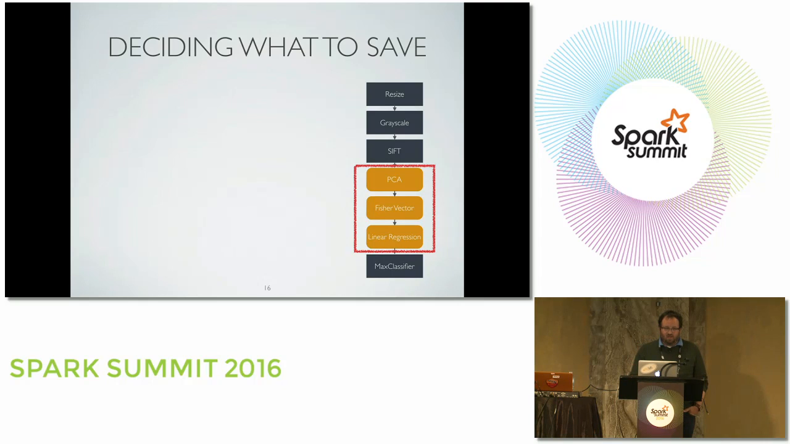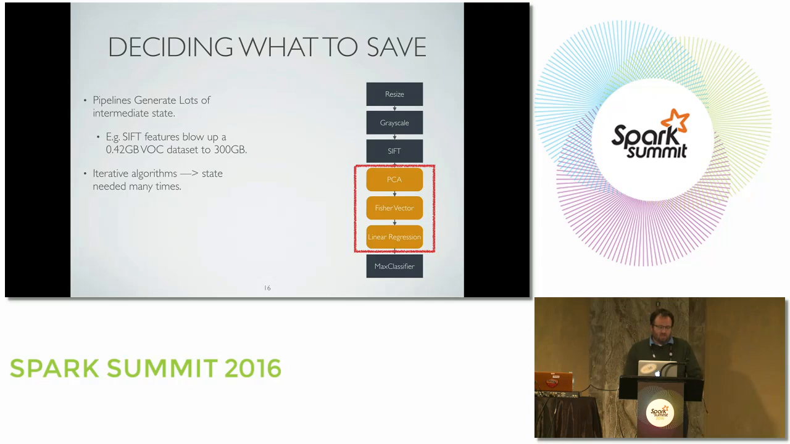This is the idea of how we manage intermediate state in these pipelines. Our pipelines are going to generate lots of intermediate state. A few slides ago, I showed you this table where the data set blows up from half a gigabyte to 300 gigabytes after featurization. These items that I've circled on this slide are iterative algorithms that are going to potentially need to reuse the input state many times. And so we need to answer the question, how do we determine what intermediate state we want to save for later given a fixed resource budget?